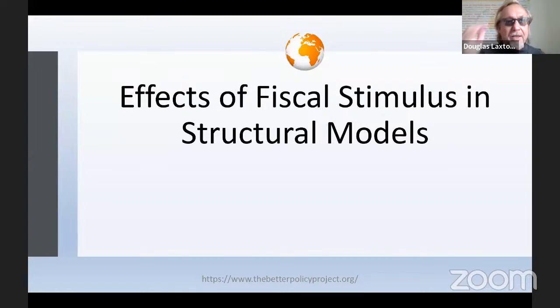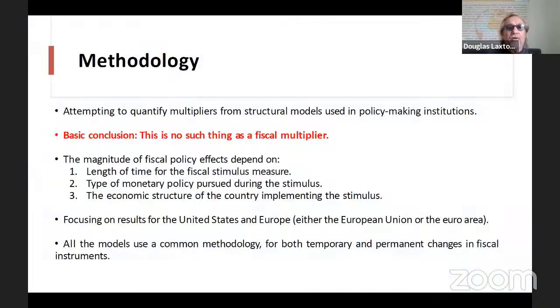Now, another thing that I'm going to talk about is the effects of fiscal stimulus in structural models. When I was at the IMF, I got the idea of calling up all my friends in the modeling community for us to do all these standardized fiscal experiments and so on. And this was very helpful. One thing is, there is no such thing as a fiscal multiplier.